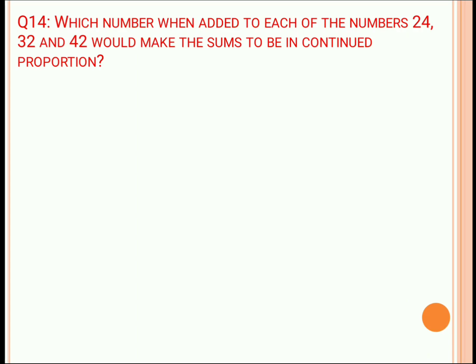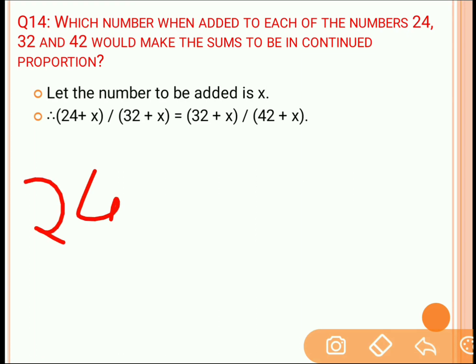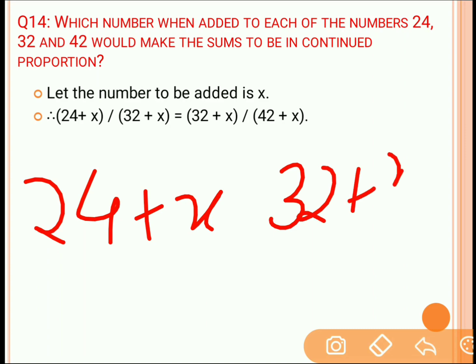So we know that in a continued proportion a certain number has to be added to these so that the sums will be in continued proportion. So let's say that number is x. So if we add x to all the three numbers, the first number will be 24 plus x, the second will be 32 plus x, and the third will be 42 plus x.